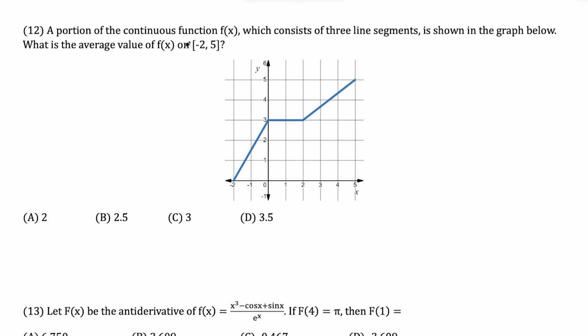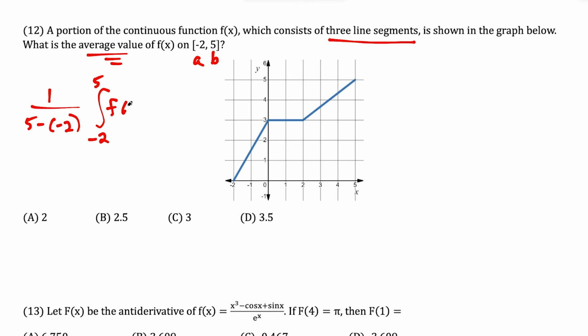Question 12, we have a portion of the continuous function f of x, which consists of 3 line segments, shown on the graph below. And we want to know what is the average value of f of x on this interval here. So we're going to use the formula for average function value, which is 1 over b minus a. So we have 1 over 5 minus negative 2, and then we're multiplying by the integral from a to b. So we have the integral from negative 2 to 5 of f of x dx.